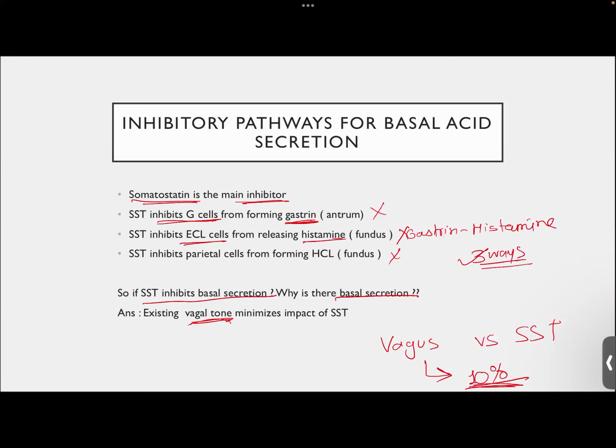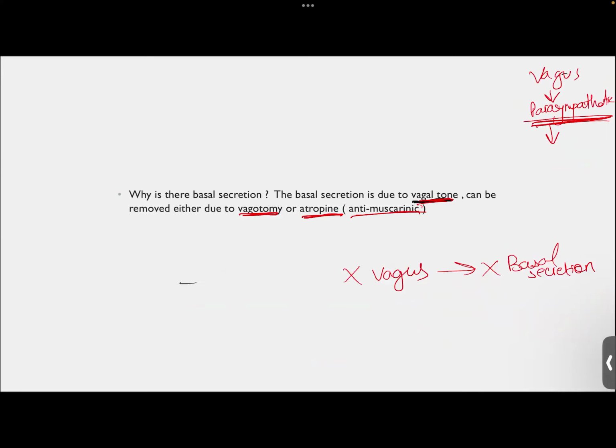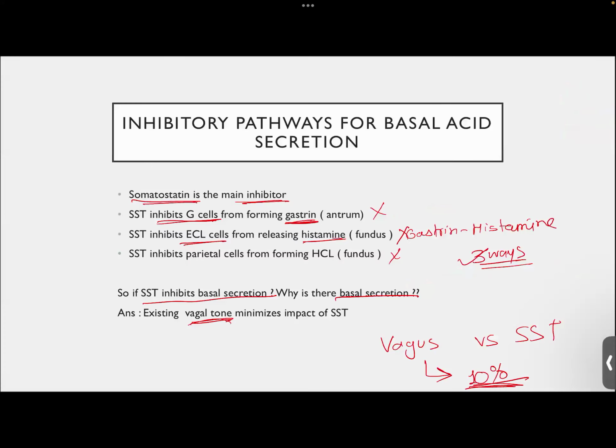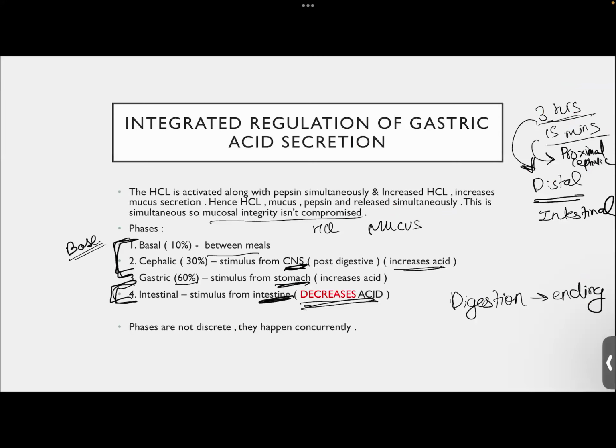If we have basal acid, then how do we inhibit it if it's too much? It's through somatostatin. And why do we have basal secretion? Because of the vagal tone, right? So everything is covered. Now we're done with the basal phase, which was the first phase here.